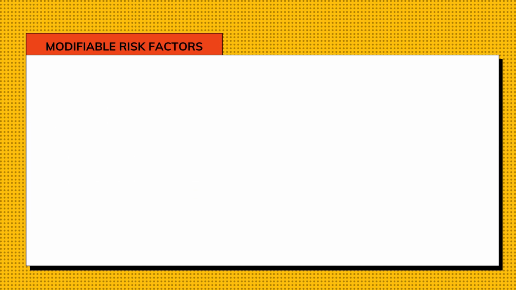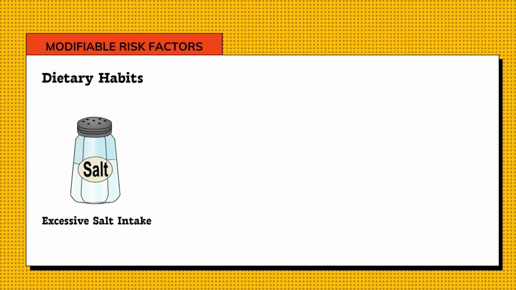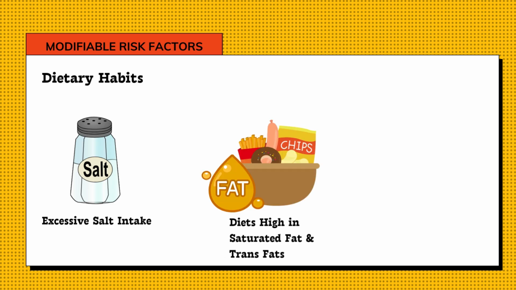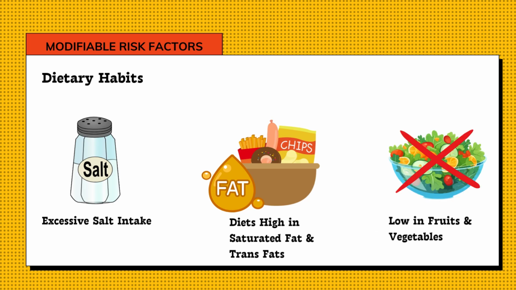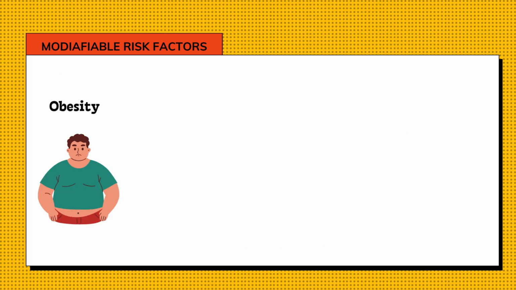Modifiable risk factors include dietary habits. Excessive salt intake is a major contributor to high blood pressure. Diets high in saturated fats and trans fats and low in fruits and vegetables also increase hypertension risks. Obesity. Being overweight or obese is strongly associated with increased blood pressure. Excess body weight increases the workload on the heart and can lead to increased blood pressure.